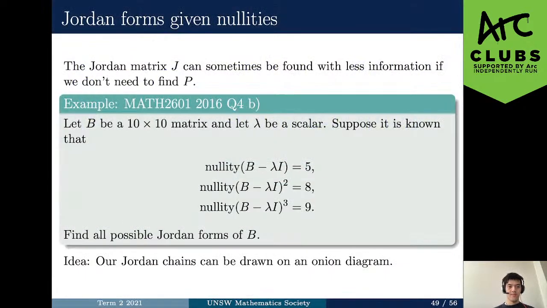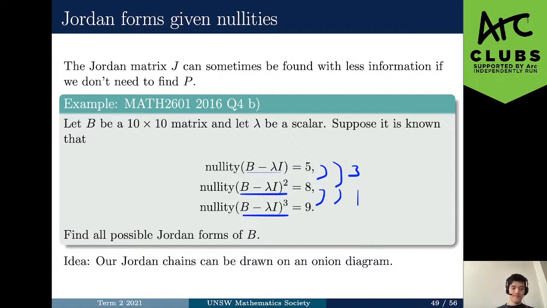Okay, and yeah, Jordan forms given the nullities. This goes back to one of the things we pointed out earlier. We said that the nullity is non-decreasing: if something is in the kernel of B minus lambda I, it will also be in the kernel of B minus lambda I squared, and also in the kernel of B minus lambda I cubed. So these nullities here are non-decreasing. The other thing you also remembered is that the difference between them is not increasing. So the difference here is 3, and the difference here is 1. The differences are non-increasing.